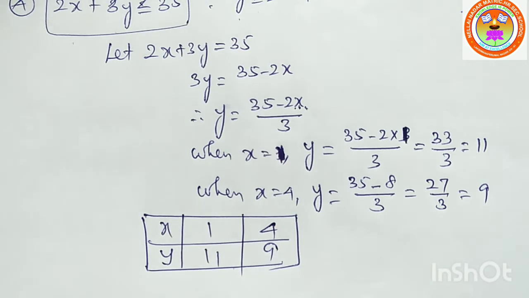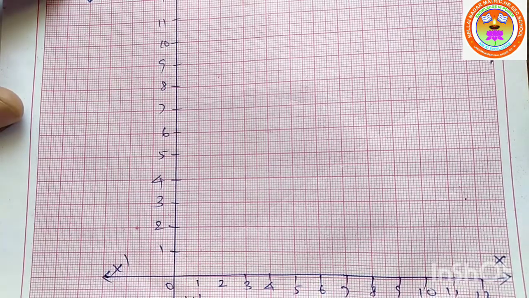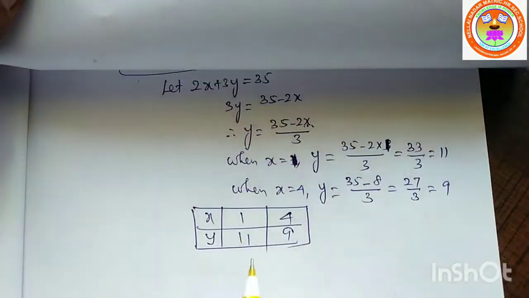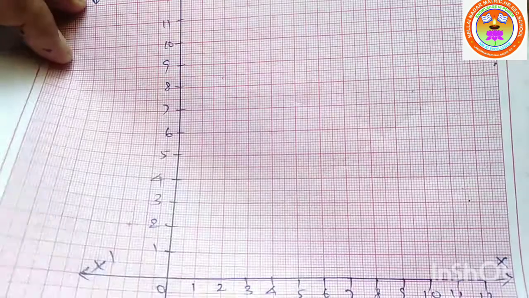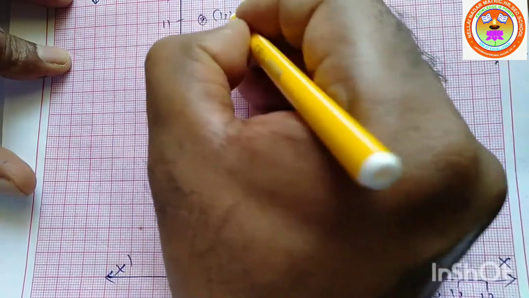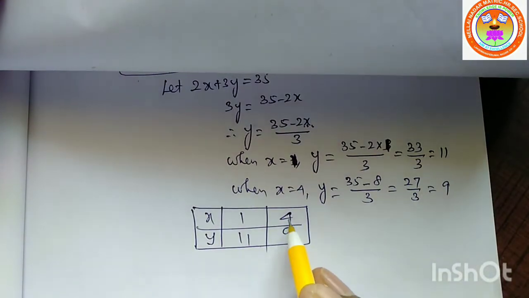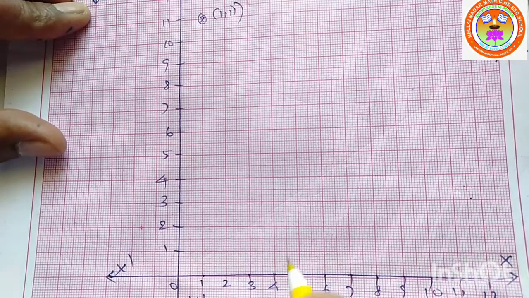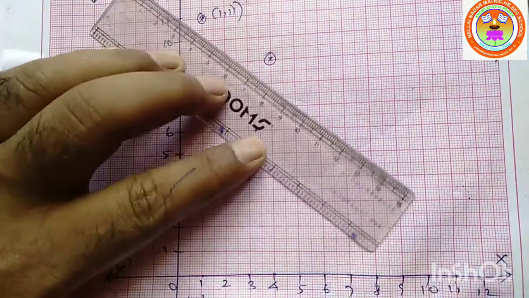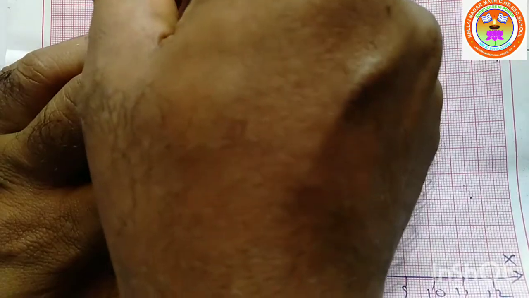Now we are going to draw the graph. Consider the graph like this. Now we are going to plot the points. What are the points? The points are x value 1, y value 11, so this is the point (1, 11). Then the second one is (4, 9): x value 4, y value 9. This is the point. If you join these 2 points, you will get one straight line like this.